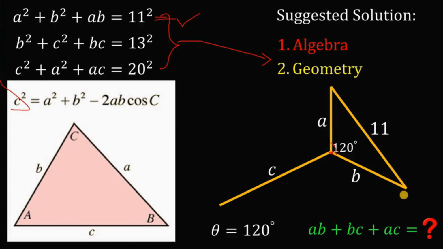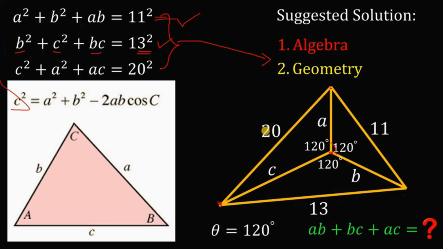Then let's connect this point and this point, and let's have again 120 degrees, and we have 13 on this side. Now, using the cosine law on this triangle, we get the second equation: B squared plus C squared plus BC equals 13 squared. And if we connect this point to this point, and we call this 20, for this triangle, if we use the cosine law, we get the third equation: C squared plus A squared plus AC equals 20 squared.